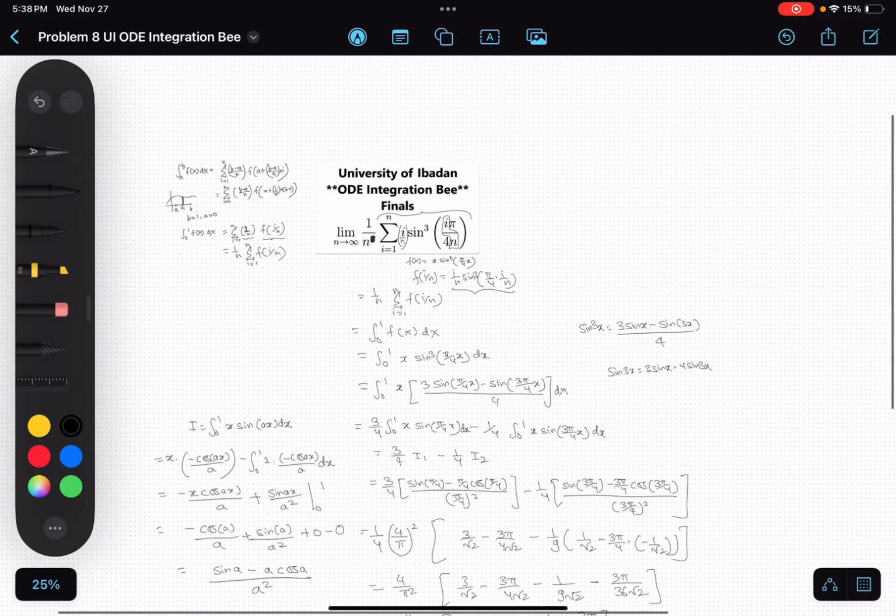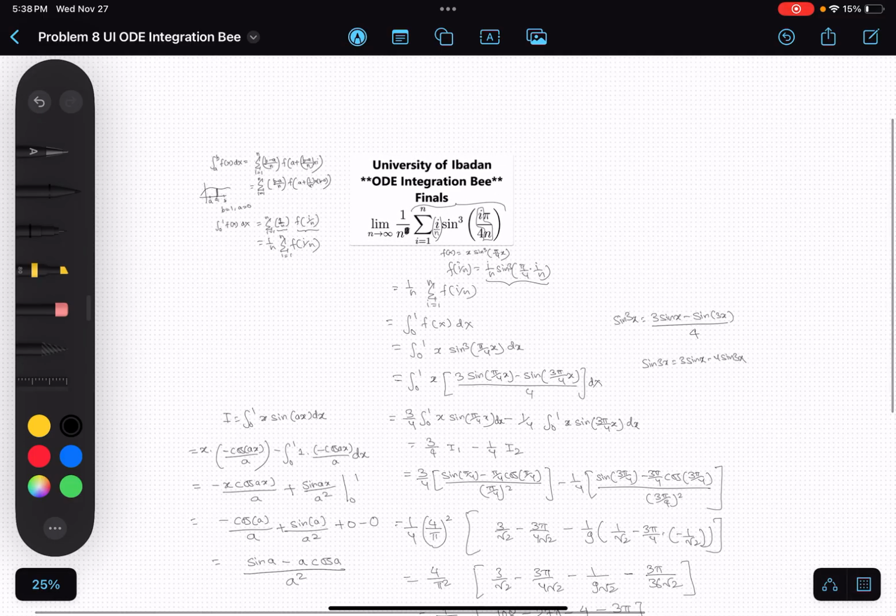So yeah, guys, this definitely showed you how some infinite sum can be evaluated using the Riemann sum, and it's definitely helpful a lot of the time.